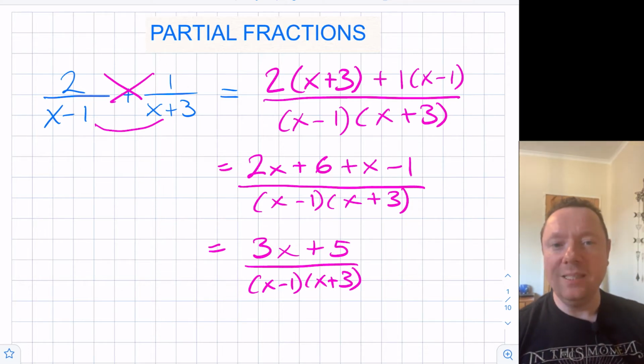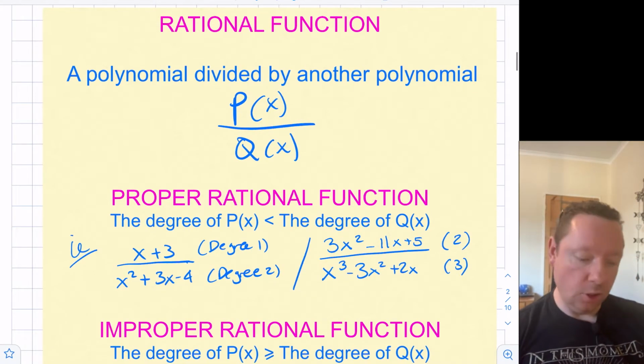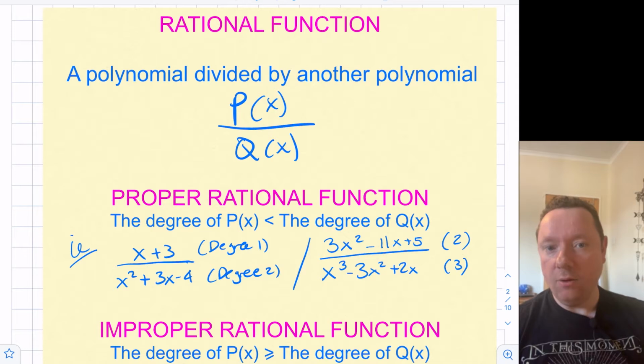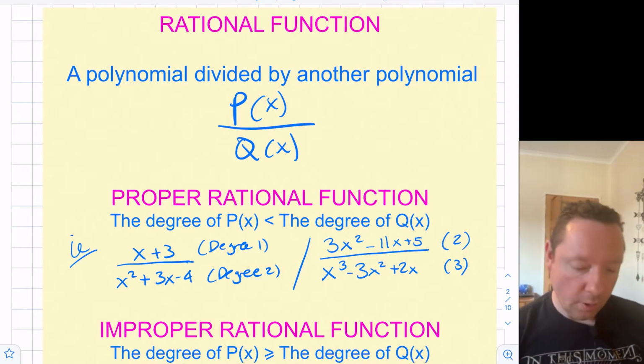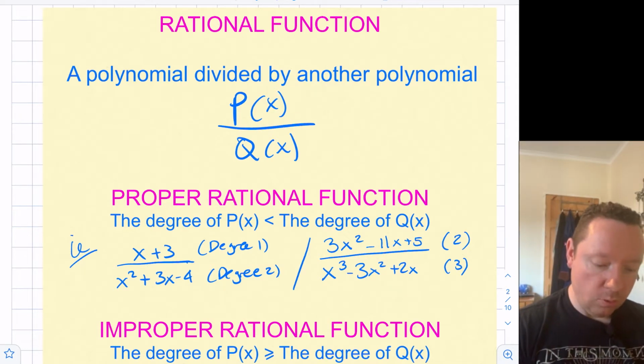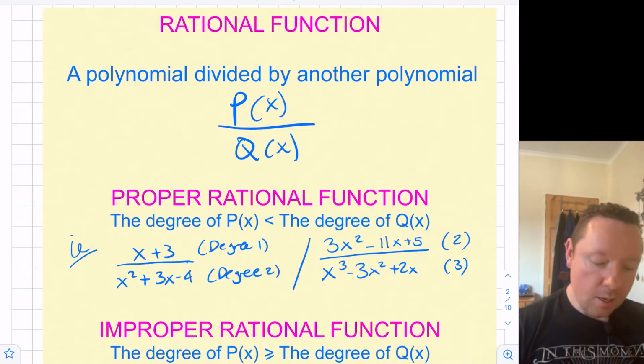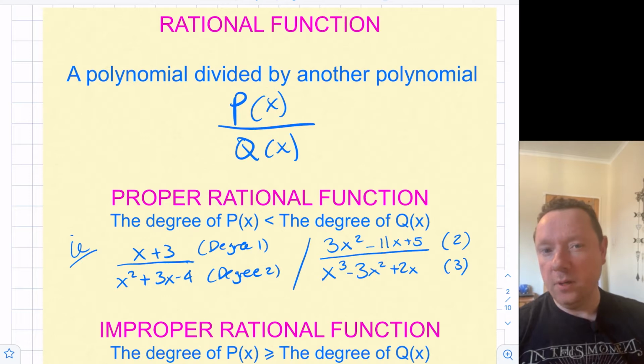So let's just go through some definitions. A rational function is just a polynomial divided by any other polynomial. Remember, polynomial is just any expression with algebraic terms, x squared, x cubed, and so on. So if I've got some polynomial divided by some other polynomial, we call that a rational function. So then we can have proper and improper rational functions, just like we can have proper and improper fractions.